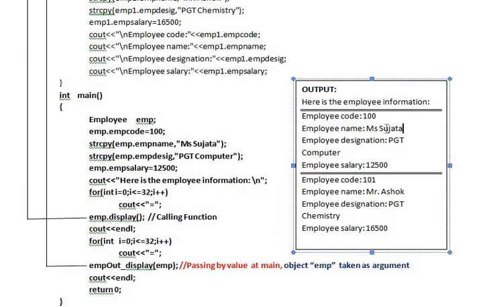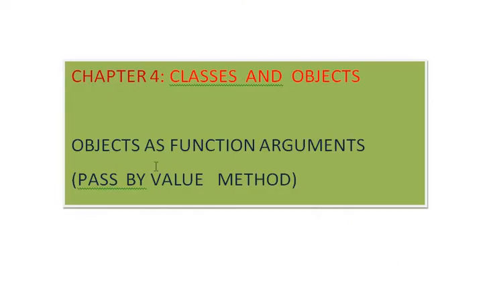Now if you look at this program logic, the program logic is based on a real world application where you get to enter some employee information such as his employee code, employee name, employee designation, and employee salary, and then finally display that information in the form of this output. The output shows the information of two different employees, namely Sujata and Ashok. Their designations are different and their salaries are different. So that's all about the pass by value method, taking objects as function arguments.